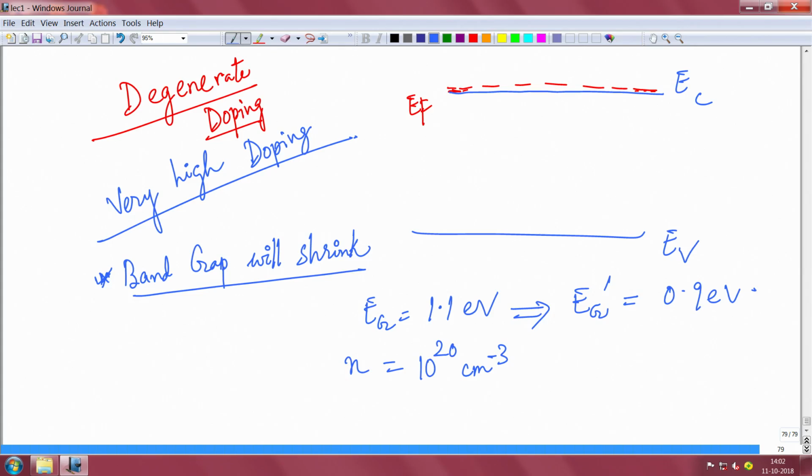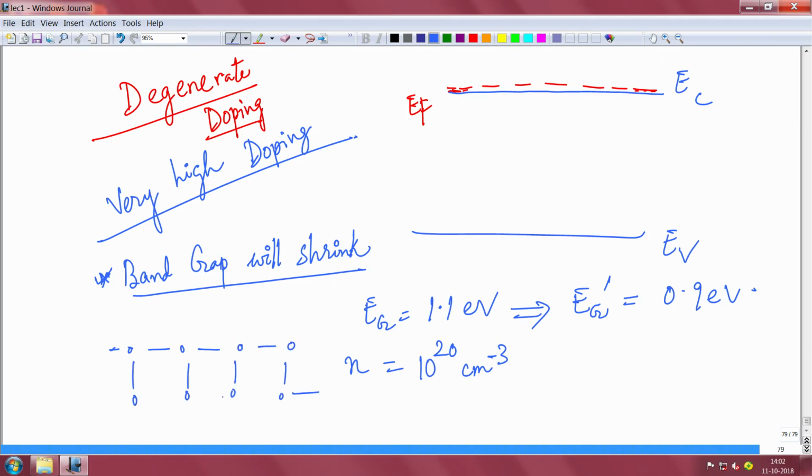Do you know why? Because with extremely high doping, you are putting too many substituent atoms into the crystal. They distort the lattice, and your periodicity also gets distorted to some extent, the periodic potential that you have. If you remember, the atoms are all equally spaced apart, right?